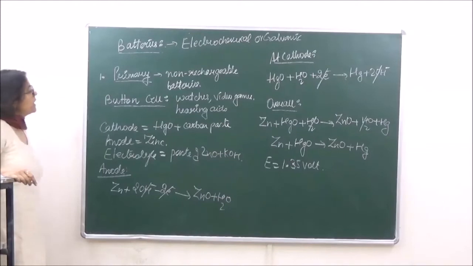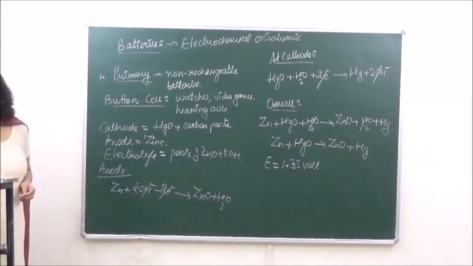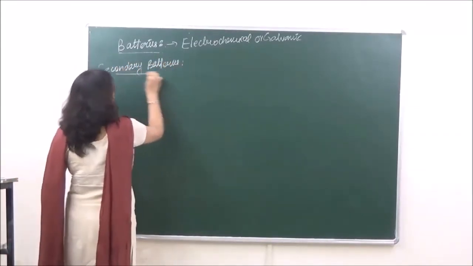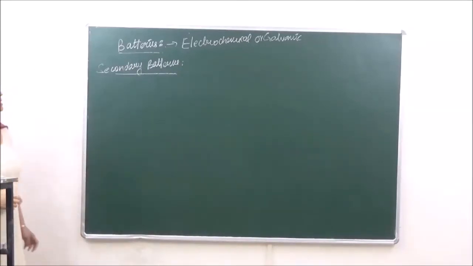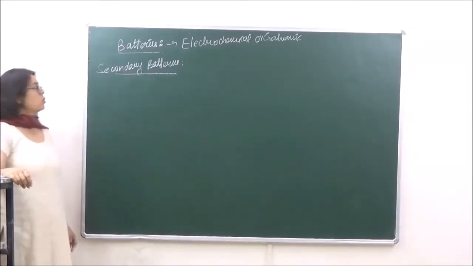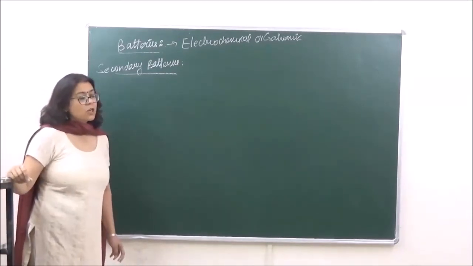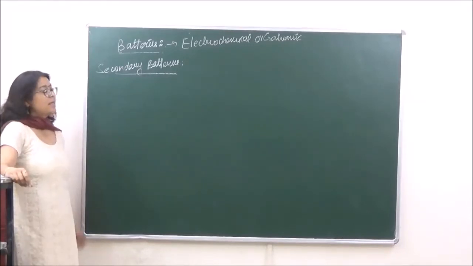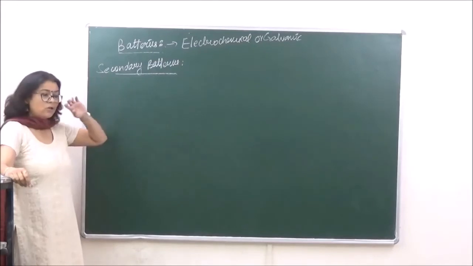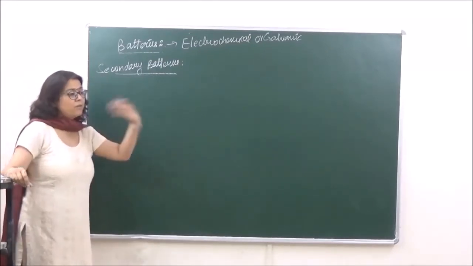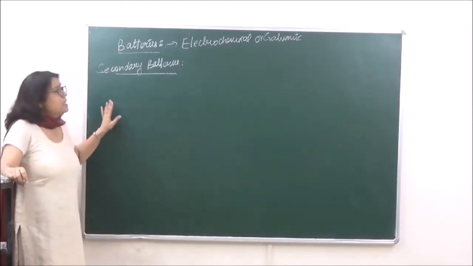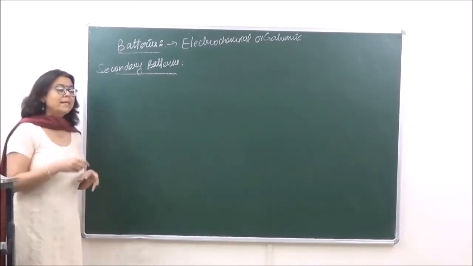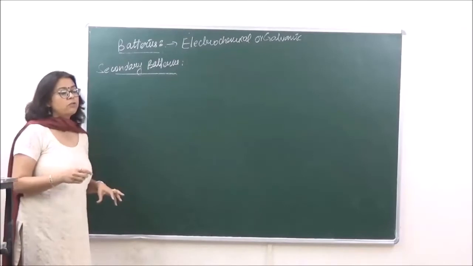Then we go on to the next one, which is the secondary batteries. Secondary batteries are rechargeable cells. That is, once the cell becomes operational, it can be recharged by reversing the reactions of the cell. While recharging, these cells, which are electrochemical or galvanic cells, when we reverse the reactions, the galvanic cell becomes equal to an electrolytic cell. Why? Because we are going to provide an external potential from outside.